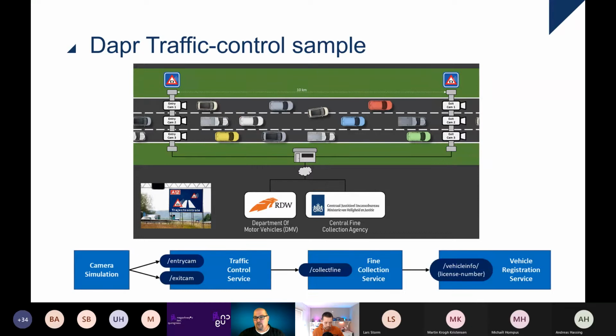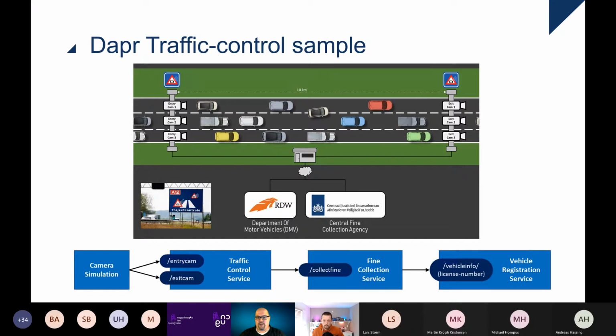So we simulate this with a Dapr solution, and there are a couple of services in there. First of all, there's the camera simulation, and this is just a console application, which is simulating cars driving on the road. And then we have a traffic control service, which is basically using these cameras. So we have an entry cam and an exit cam endpoint that we can call. And we can send messages to it that says, okay, a vehicle has been registered for entry or for exit. And this way we know that vehicles are driving on this piece of highway.